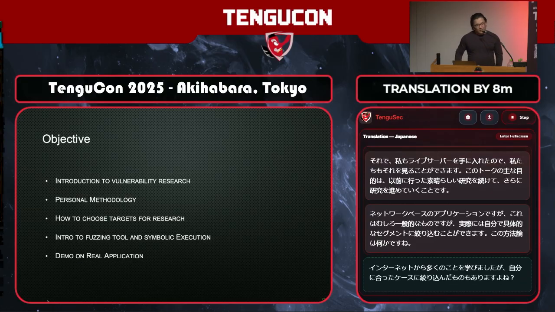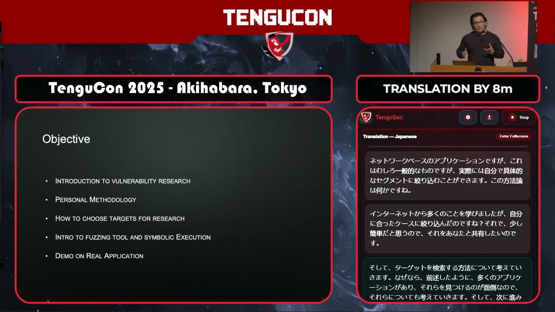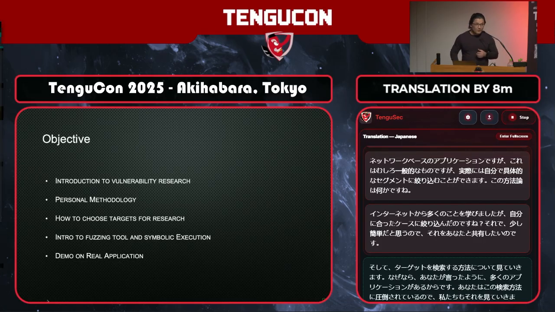And then we're going to look at ways to search for a target, because like we said, there are many applications, so you can be overwhelmed trying to find one. So we're going to look at that as well. And then we're going to do a bit of instrumentation. Instrumentation is basically getting your application ready for fuzzing and identifying the functions which you want to fuzz. And then we're going to do the demo.